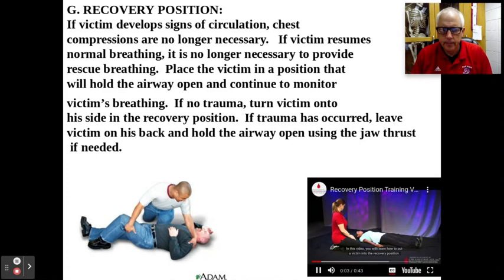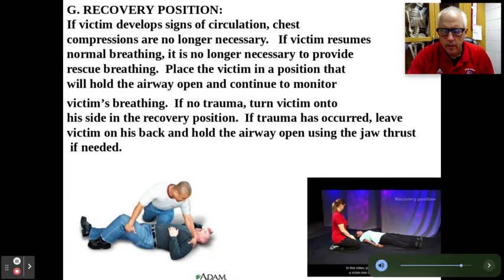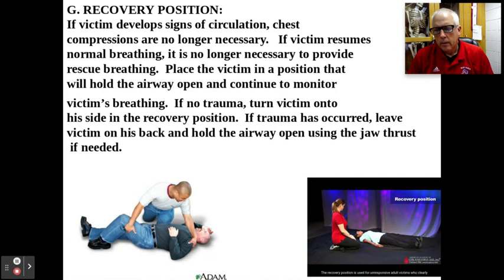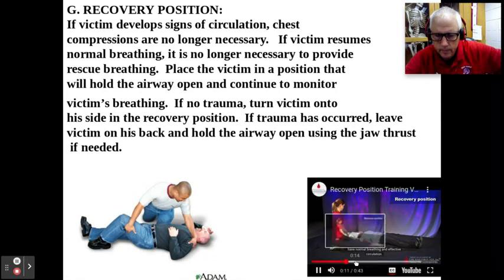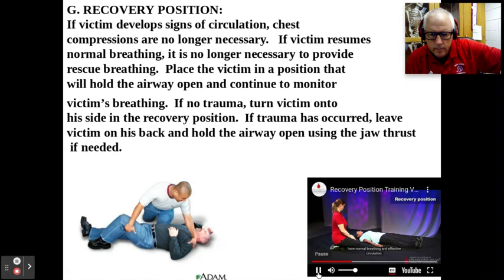In this video, you will learn how to put a victim into the recovery position. The recovery position is used for unresponsive adult victims who clearly have normal breathing and effective circulation. This position is designed to maintain an open airway and reduce the risk of airway obstruction and aspiration.